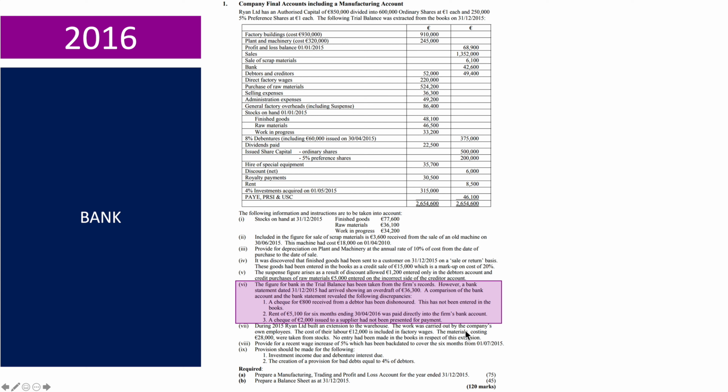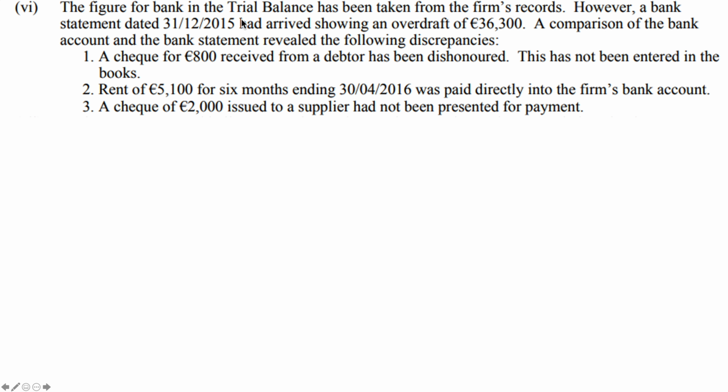Now 2017 was sole trader, no bank adjustment came up. As I said, bank adjustment first came up in sole traders in 2020. So in 2016 in Ryan Limited manufacturing account we have a bank adjustment here. So let's take a read. So the figure for bank in the trial balance has been taken from the firm's records. However, a bank statement dated the 31st of the 12th, 2015 had arrived showing an overdraft of 36,300. A comparison of the bank account and the bank statement revealed the following discrepancies.